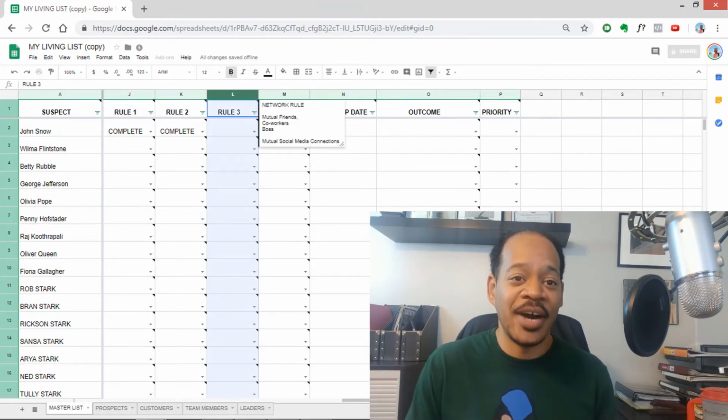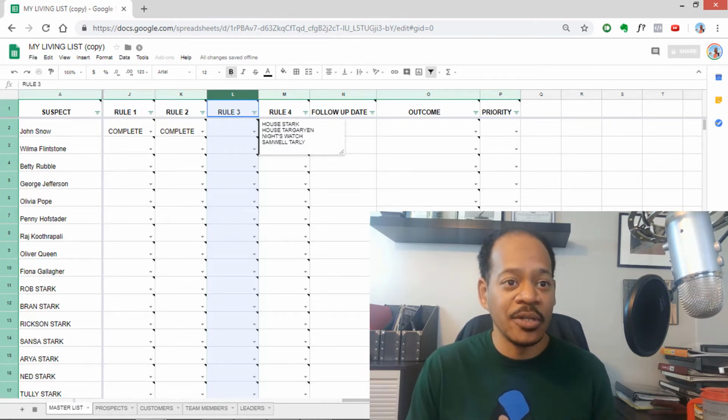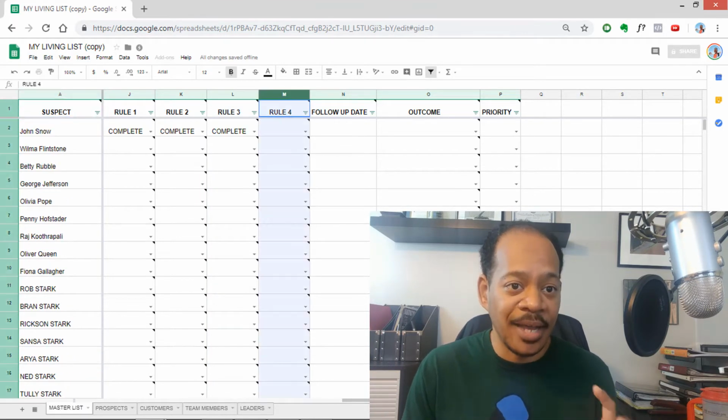And the network rule identifies your contact's network, meaning their mutual friends, their coworkers, their boss, assuming you know them, and any organization they may be involved with. The network rule even includes mutual social media contacts because the average person on Facebook has over 338 friends. So you can always expect to have mutual friends that you probably don't have on your list. So for Jon Snow's network, we've got all of House Stark, House Targaryen, the Night Watch, and his best friend Samwell Tarly. So as you can see, we're clearly starting to grow our list simply by applying these rules.